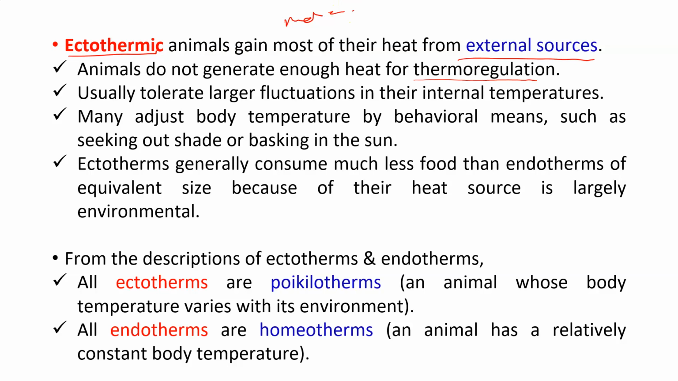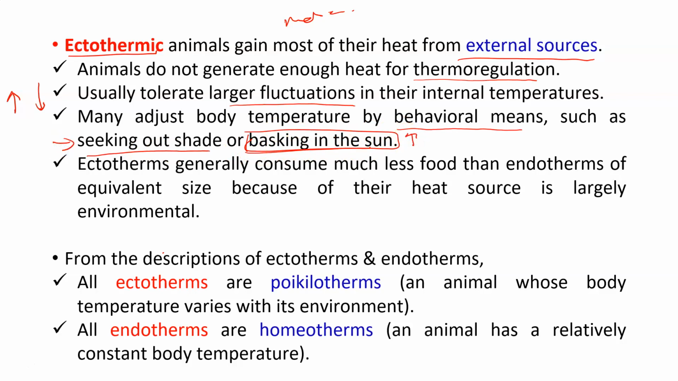So usually they tolerate larger fluctuations in internal temperature. So suhu dia boleh increase tiba-tiba, suhu dia boleh decrease tiba-tiba, right? Depends on the temperature of the environment. So many adjust body temperature by behavioral means such as seeking out shade or basking in the sun. So kalau dia berjemur, dia nak increase body temperature lah. Kalau dia nak sejuk, dia carilah tempat yang teduh.